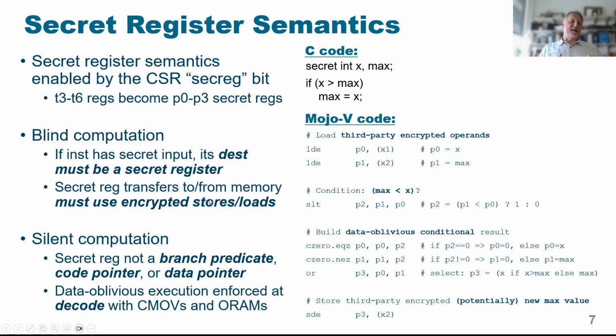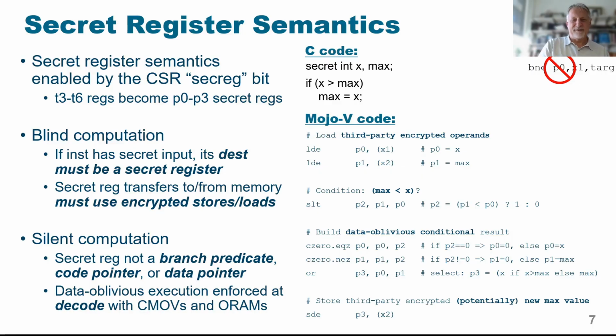The computation is also silent. That means that the decode stage for computation that is using a secret register as an input, that computation is forced to be data oblivious. And that means there's 3 things you cannot do with a secret register. You cannot use it as a branch predicate, right? So if you're comparing a secret register to a known value or another secret register or a non-secret register, that is illegal, okay?